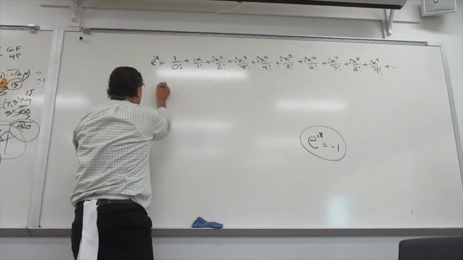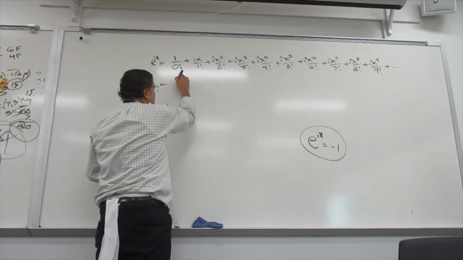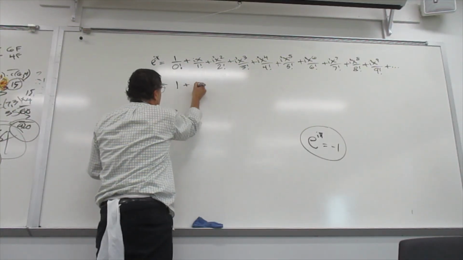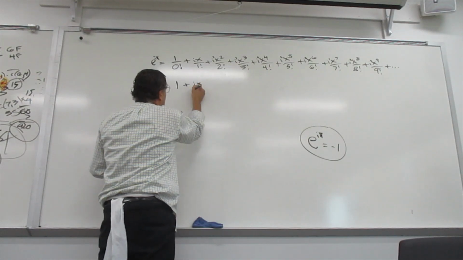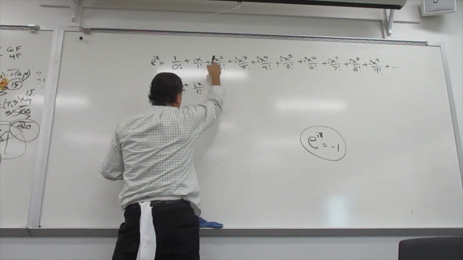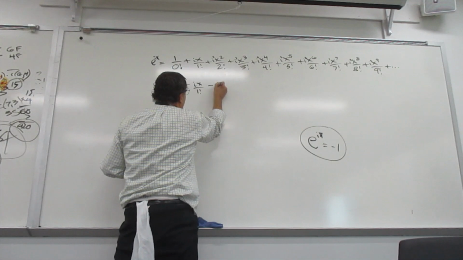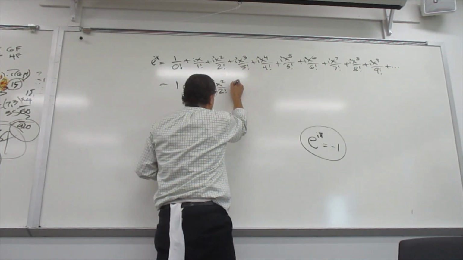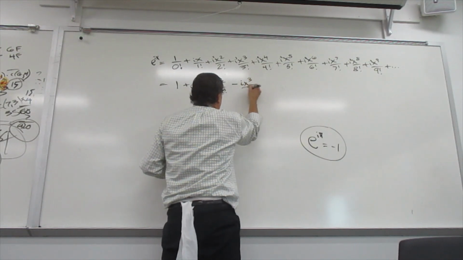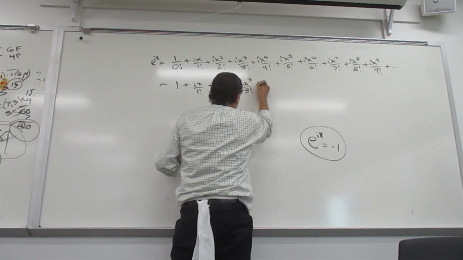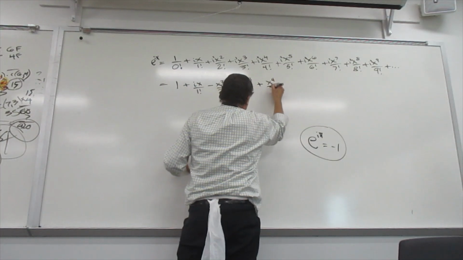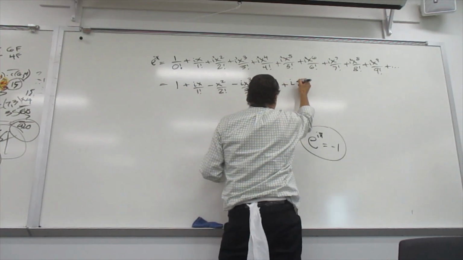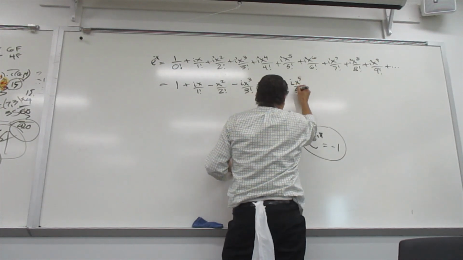We know that this right here, we'll just write it as 1. 0 factorial is 1. i, we'll keep it like that, i x over 1 factorial. i squared is -1. Negative x squared over 2 factorial. i cubed is -i, so minus i x cubed over 3 factorial. i to the 4th is 1, so I have x to the 4th over 4 factorial. i to the 5th is just i x to the 5th over 5 factorial.